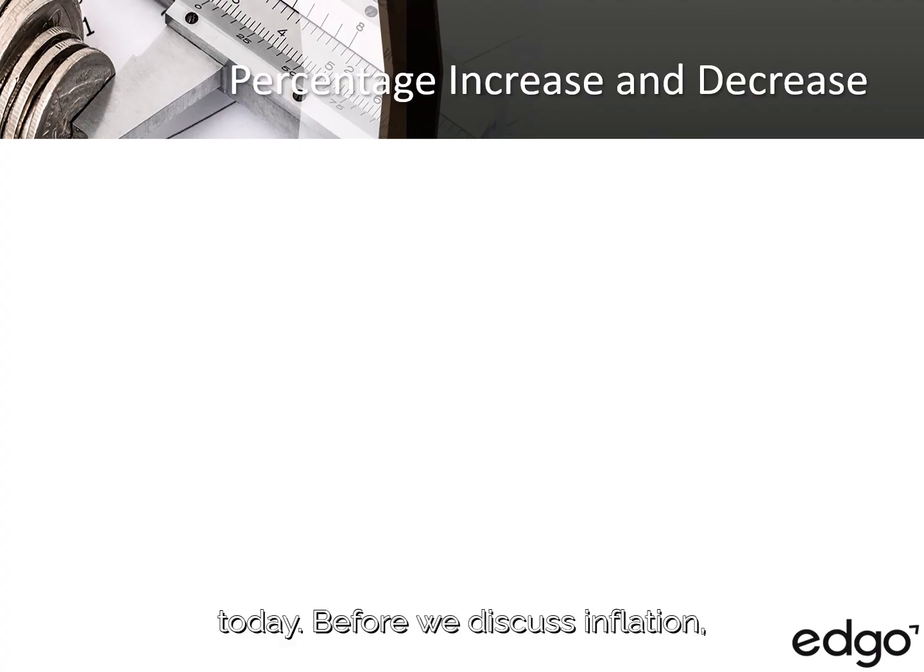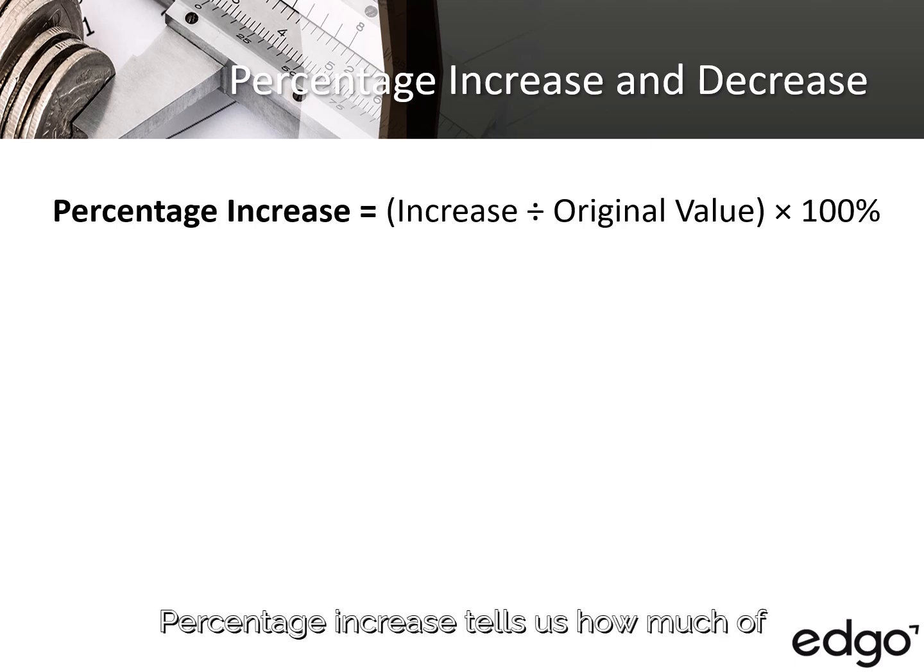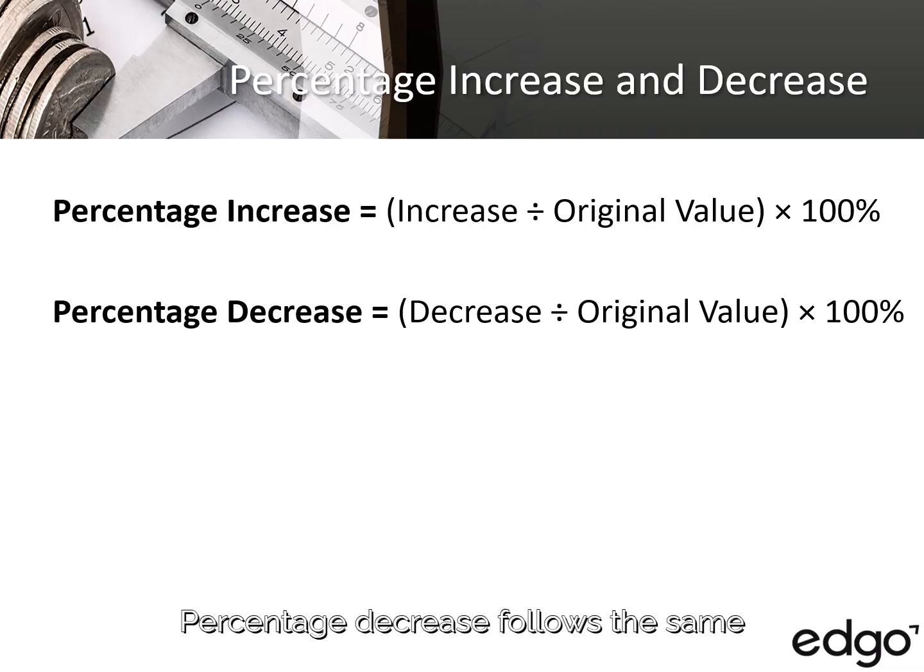Before we discuss inflation, we first need to understand percentage increase and percentage decrease. Percentage increase tells us how much a value has increased compared with its original value. To calculate it, we divide the increase by the original value and multiply the result by 100%. Percentage decrease follows the same basic process. We divide the decrease by the original value and multiply by 100%. Remember that the denominator is the original value, not the new value. Let us apply these formulas to some examples.